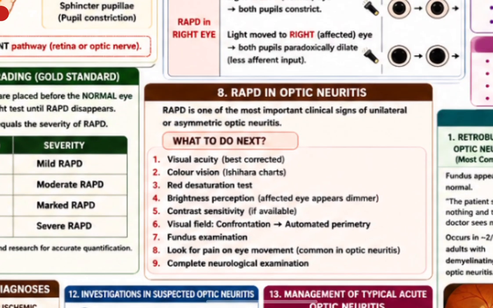So RAPD is one of the most important clinical signs of unilateral or asymmetrical optic neuritis. It will confirm optic nerve dysfunction but does not identify the cause. So what should be done after detecting RAPD? You should systematically assess the optic nerve function by doing visual acuity, color vision using Ishihara chart, red desaturation test, brightness comparison test, contrast sensitivity test, visual field examination, fundus examination, and complete neurological examination.